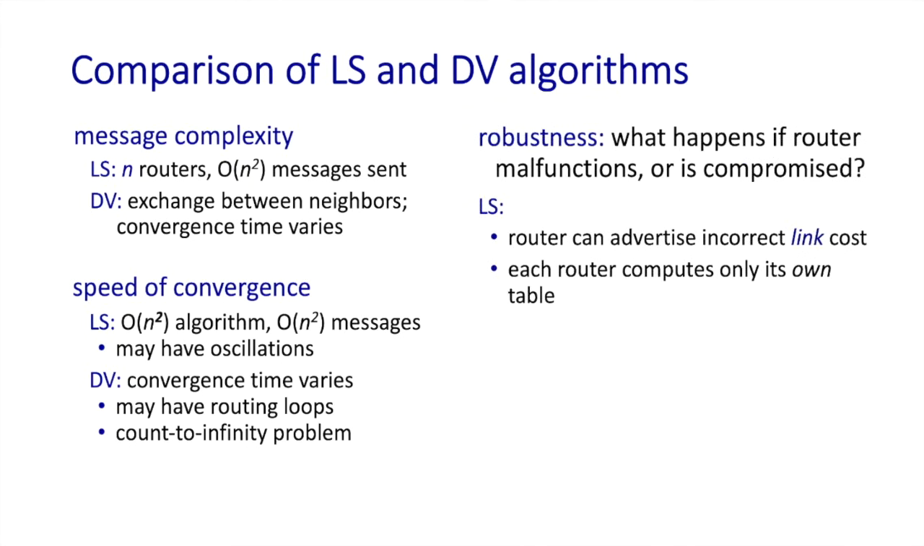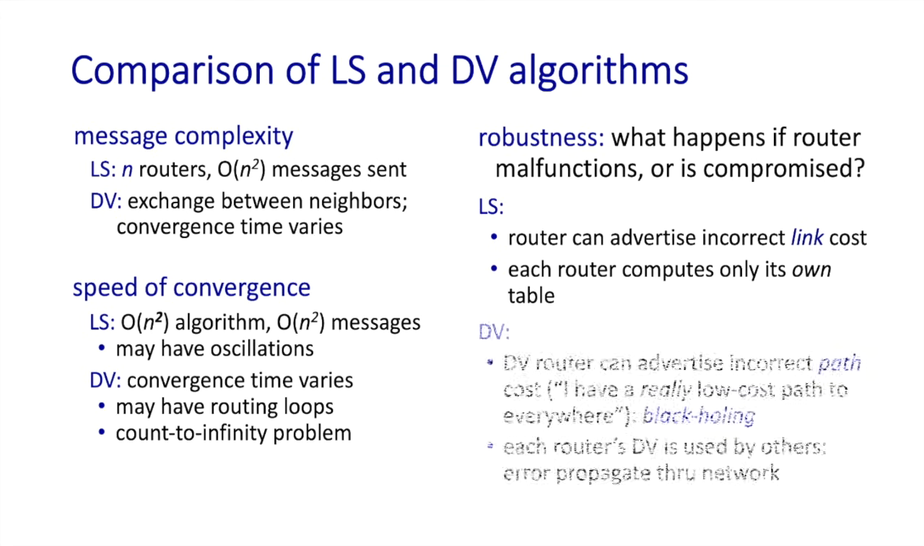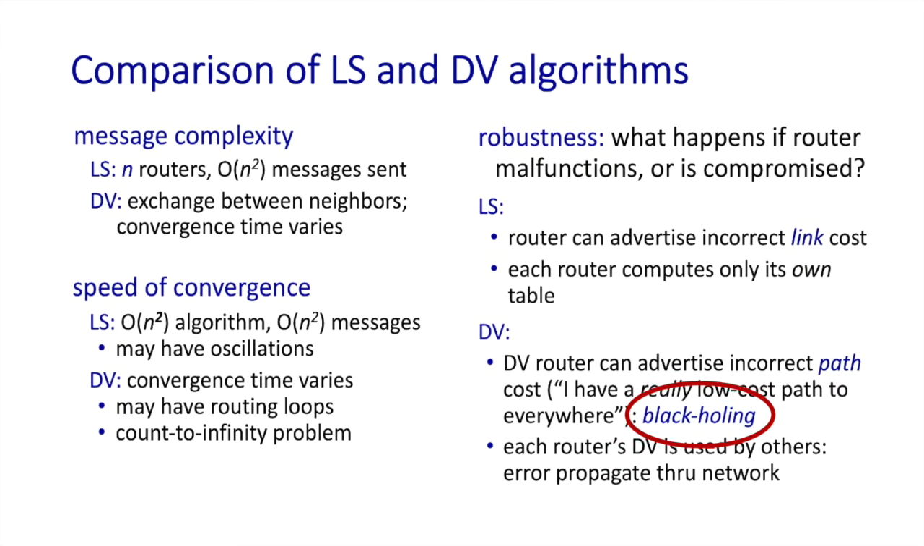And lastly, let's think about what can happen in a link state or a distance vector algorithm if a router malfunctions or is compromised. Well, under link state, a router can advertise incorrect link costs, but each router computes its own routing and forwarding tables. So failure is rather localized under link state. Under distance vector, a router can advertise an incorrect path cost. For example, a router could say, hey, I've got a really low path cost to everywhere in the internet. This is known as black holing.